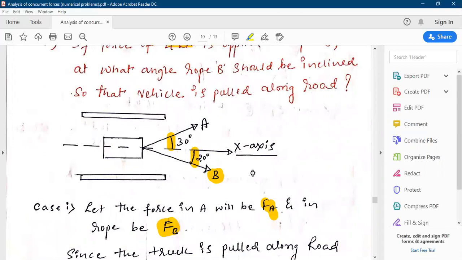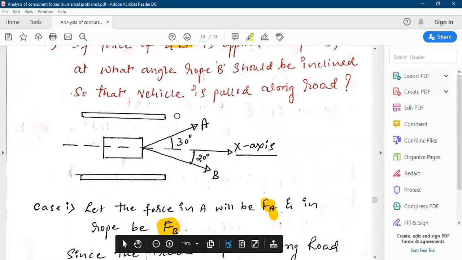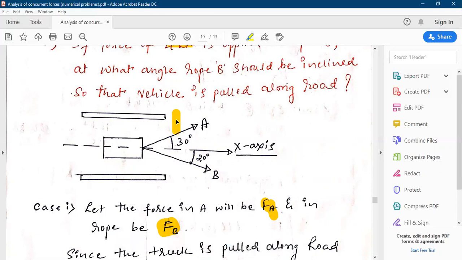So let us resolve all these forces along the y direction, find their y components, and equate the sum to 0, right? The component of Fa along the y direction is upwards. This is the force and this is the x component, so the y component will be equal to Fa sin 30.